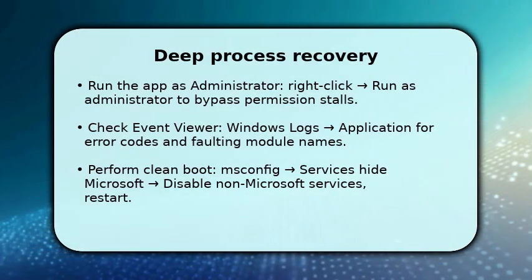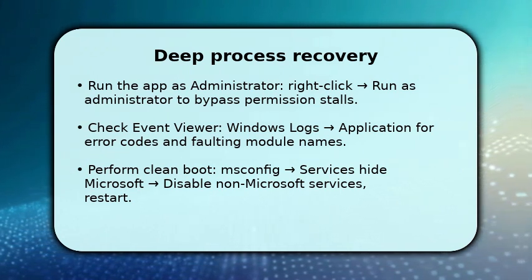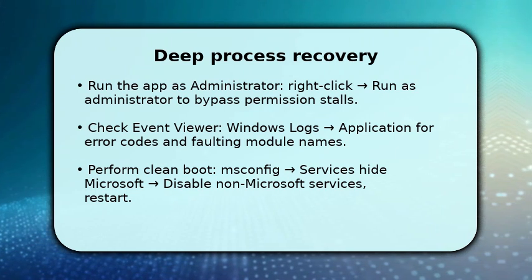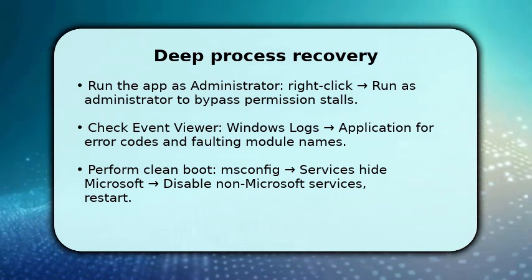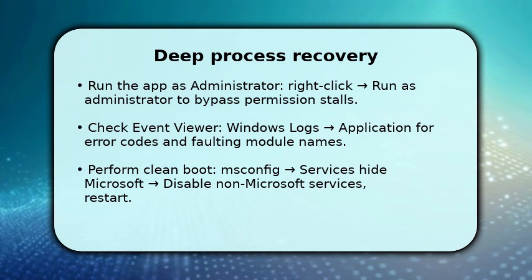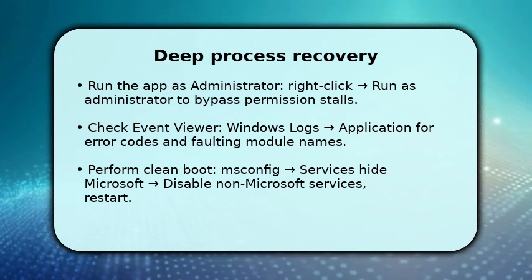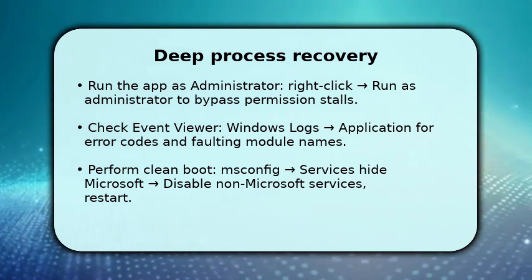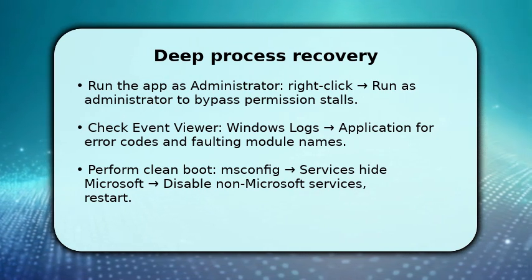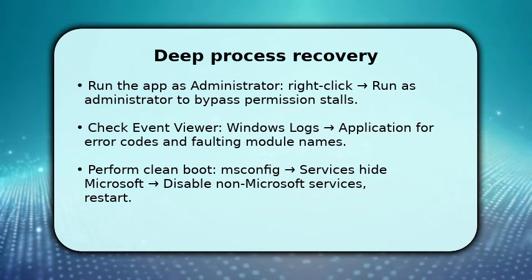Run the program as administrator to rule out permission deadlocks, and then inspect Event Viewer for application errors to identify faulting modules or exception codes. If error messages implicate add-ins or extensions, launch the app in safe or clean boot mode to isolate third-party interference. Make sure to document any error codes you find. Those numbers map directly to specific fixes like updates, registry repairs, or uninstalling a problematic plugin.